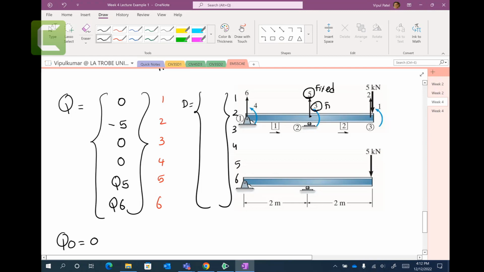Number 3 is free because that point can rotate. 1 is free, 2 is free, and 4 is free, and 6 is fixed, right? Because this point cannot go down. Free means it is unknown. So D1, D2, D3, and D4 are free, which are your unknowns, and D5 and D6 are fixed. So that is your D matrix.